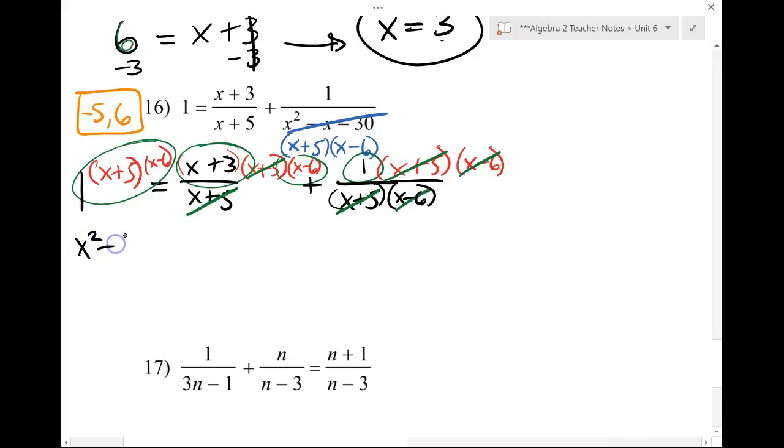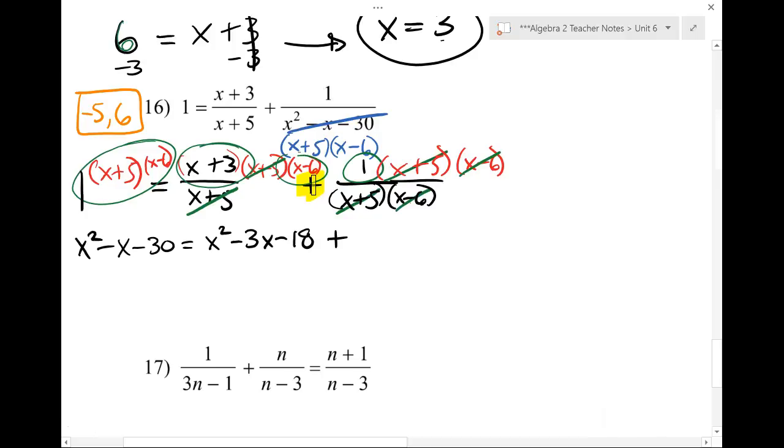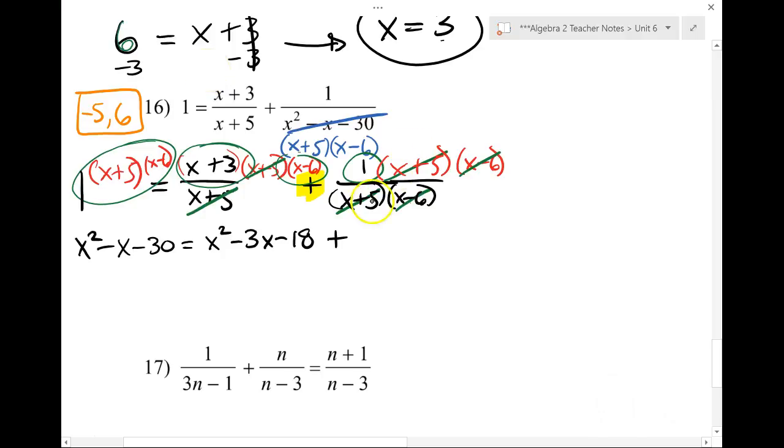And then I know that x plus 5 times x minus 6 is already that original trinomial I had in the beginning. So it's x squared minus x minus 30. And now I've got x plus 3 times x minus 6. Well, that's x squared. And then negative 6 plus 3 will be minus 3x. And then 3 times negative 6 is negative 18. And then it's plus. Make sure you pay attention to whatever that sign is, because if it's not plus, then I need to distribute that negative. And then I'm only left with a 1 over here on this last one. So that's it, right there.